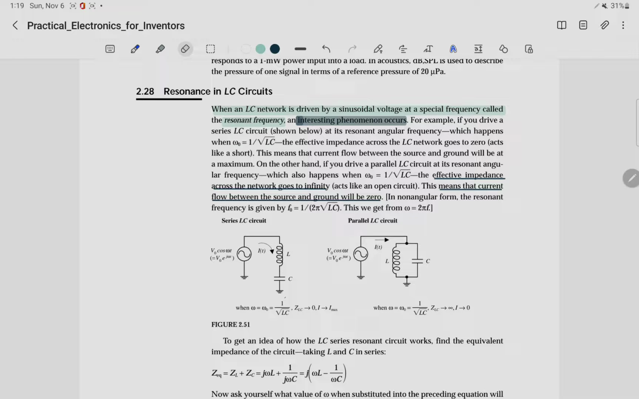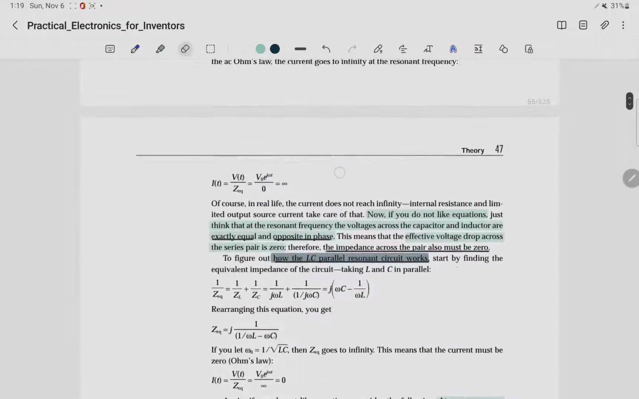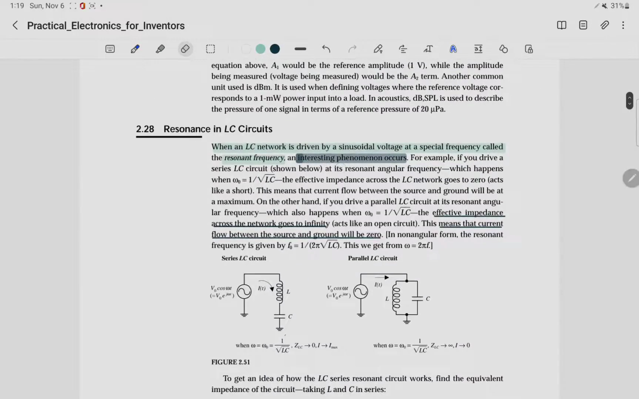Resonance in LC circuits. Today we're going to have a wide look at this. It's going to be a brief one actually. We're going to look at how RLC circuits work at the resonant frequencies. So we find that when you apply a sinusoidal voltage at a resonant frequency to these LC circuits, you find that they behave in a very interestingly weird way.